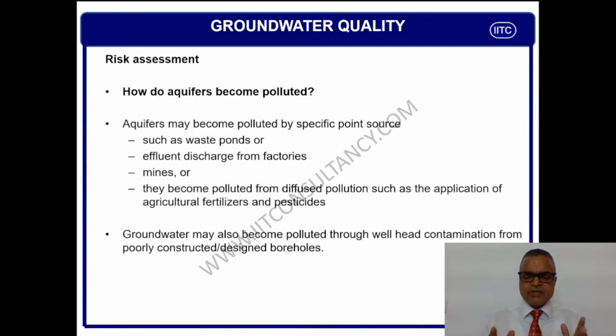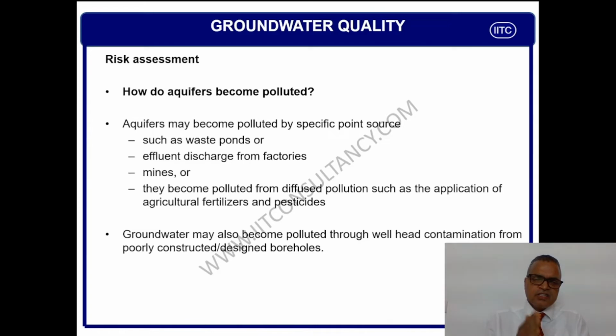Now, guys, as we discussed, risk assessment is a very essential part of understanding water quality management to prevent water quality pollution. So how do aquifers become polluted? There are water aquifers underneath the ground. Aquifers may become polluted for many reasons. First is a waste pond. Because a waste pond is there, and this waste pond water is seeping into the aquifer, your aquifer is polluted. Then there is effluent discharge from the factory. There are many places where factory effluent is discharged in open places. Now it is controlled by pollution control boards in all states.